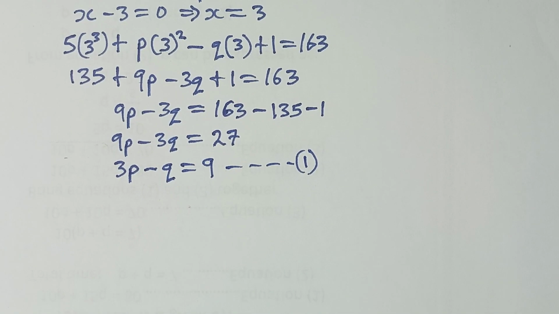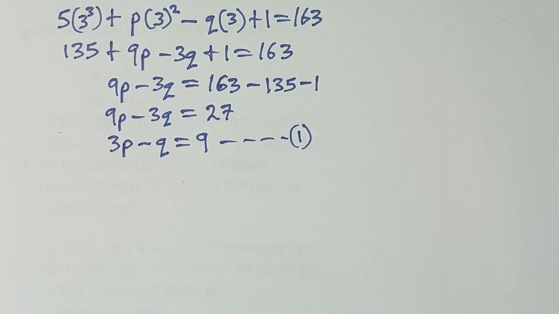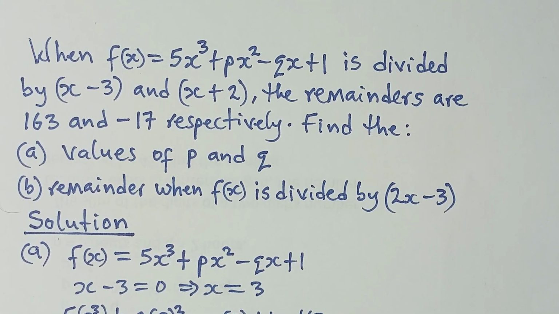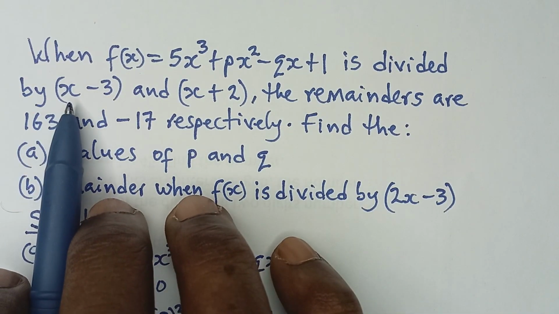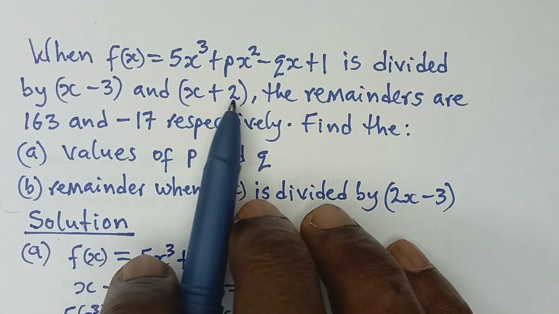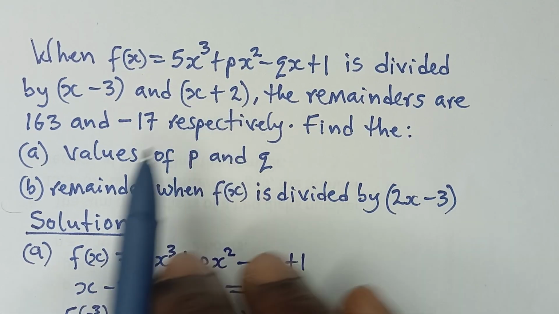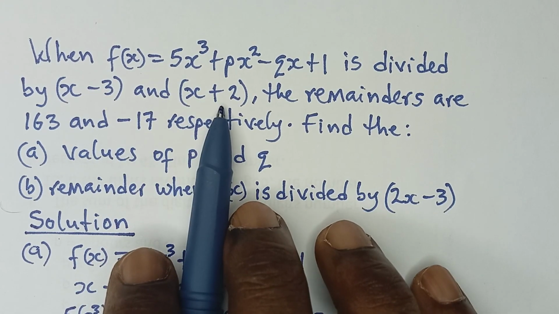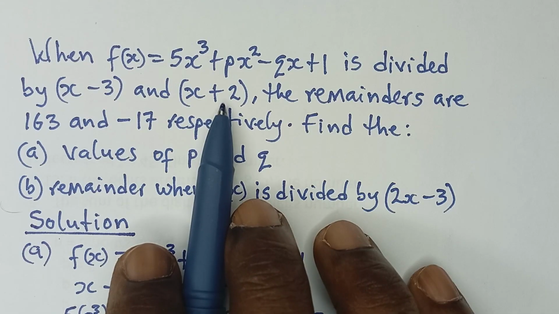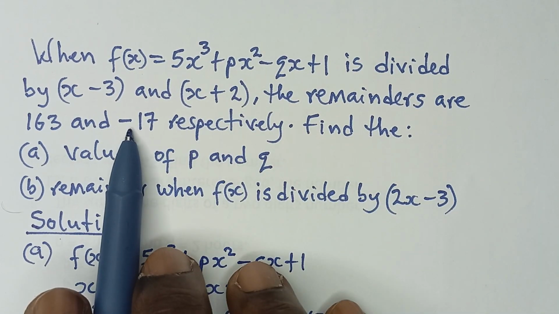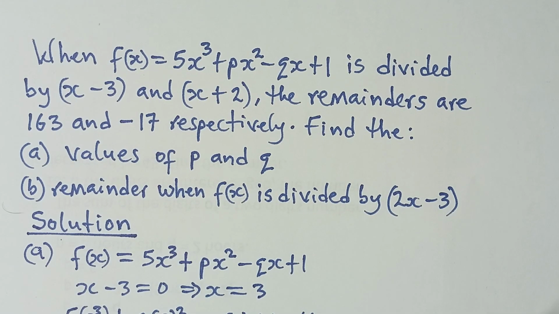And then let's go to the other term now. Don't forget, we are told that it is divided by two terms there. So looking at the question again, the first one says we are dividing by x minus 3, and then this one says we are dividing by x plus 2. And when we divide by x plus 2, the remainder is negative 17. So we are going to substitute the value that we obtain here. When we equate it to 0, the value that we obtain, we substitute into the expression, and then we are going to equate it to the remainder, negative 17.